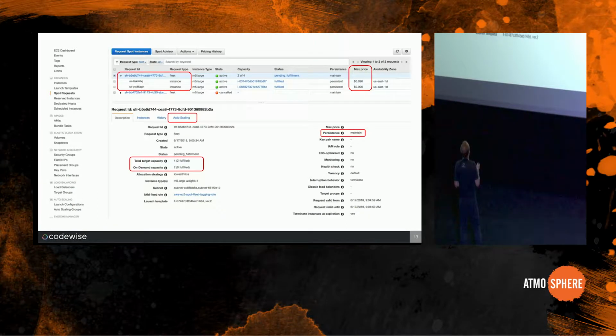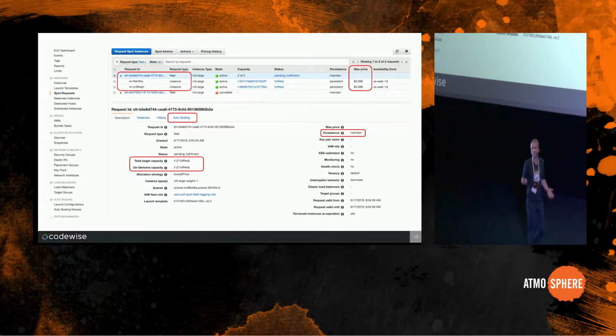Okay, so it looks like this. This is the spot fleet request. The fleet controls the single spot requests, and it has autoscaling. The autoscaling is similar to an autoscaling group. You can define alarms, scaling policies, and you will get probably total capacity, target capacity.